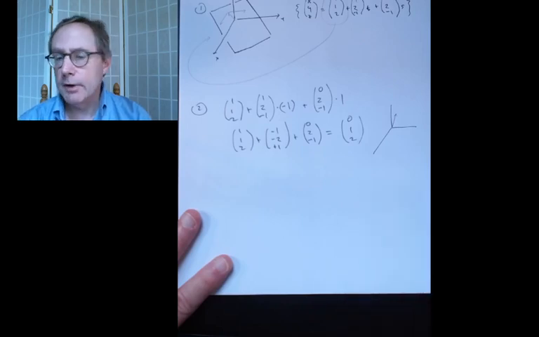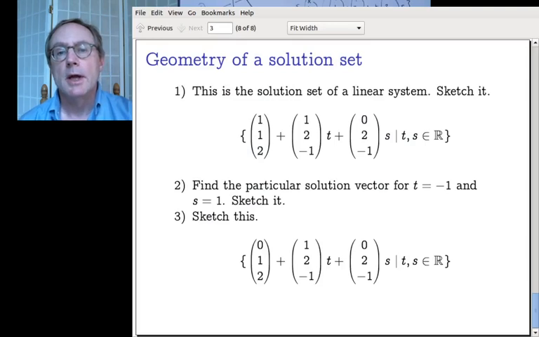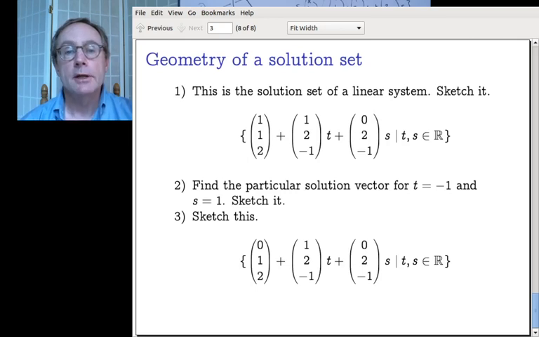Okay, and then part 3, and again it's always tricky when I bounce that one up, is I took the old set here, 1, 1, 2, and I replaced the particular solution with the 0, 1, 2. So I replaced the 1, 1, 2, what happens when you take t equals 0 and s equals 0, with what happens when you take t equals minus 1 and s equals 1. And then it says sketch it. Right here, sketch this.